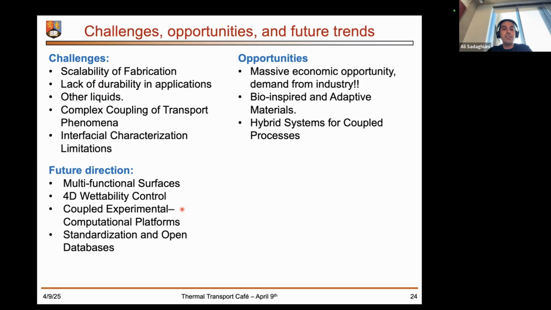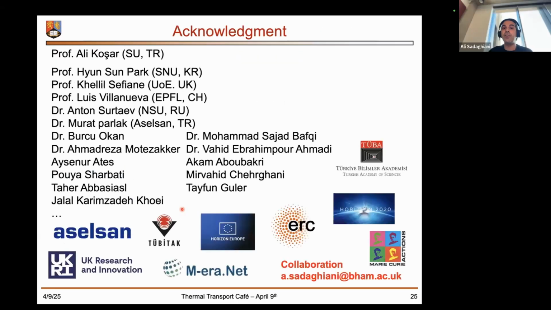For the future directions: multifunctional surfaces, 4D wettability control. I mean, we can play with the Z direction as I explained in solar-driven interfacial evaporation. What if we can have a 3D configuration, coupled experimental and computational work, and standardization and an open database for this area.